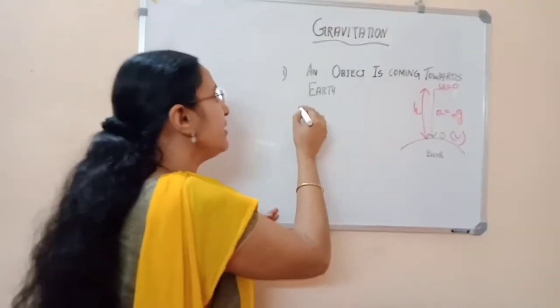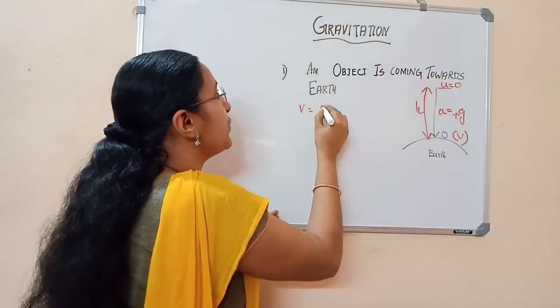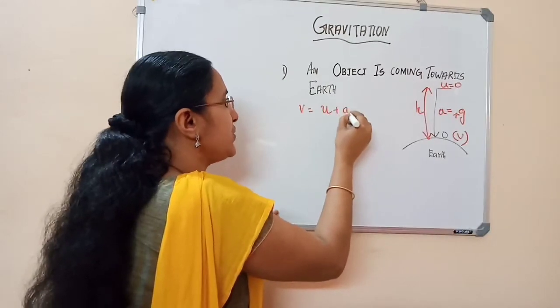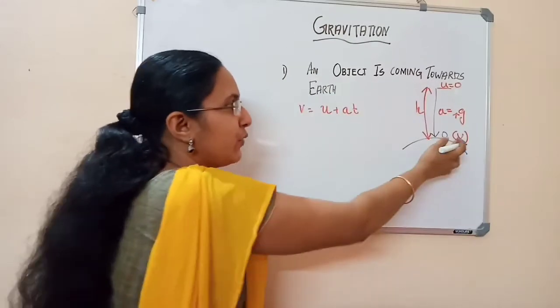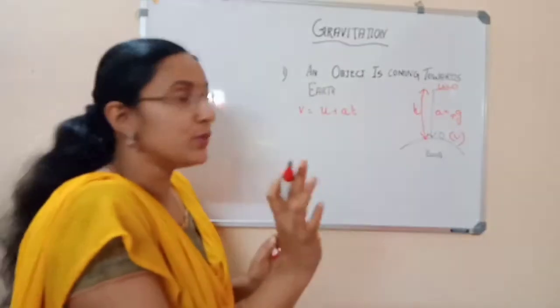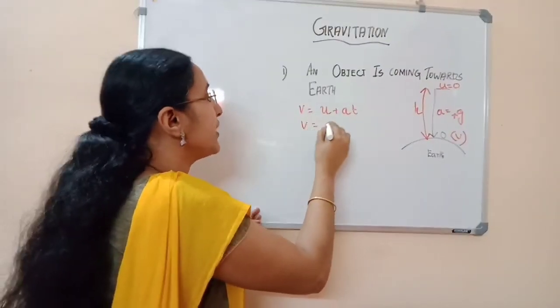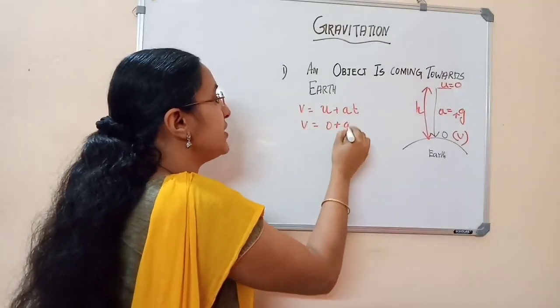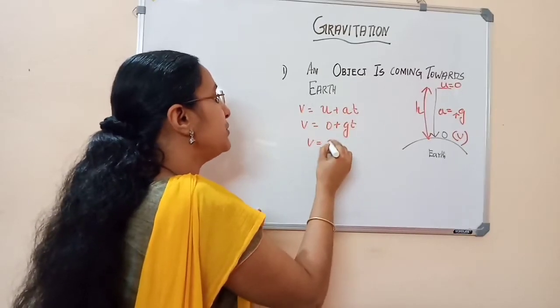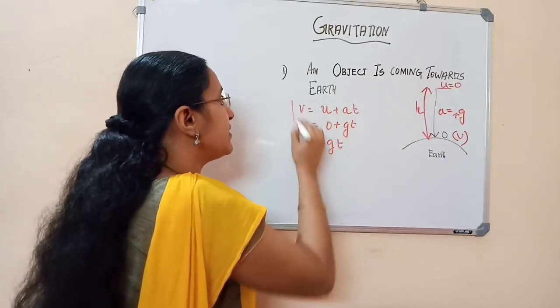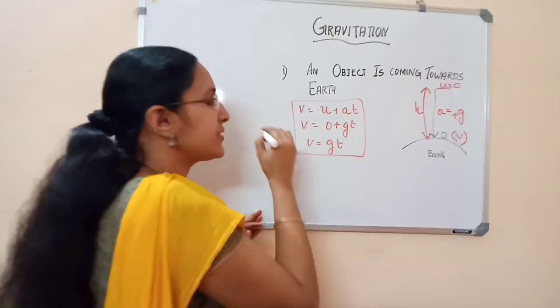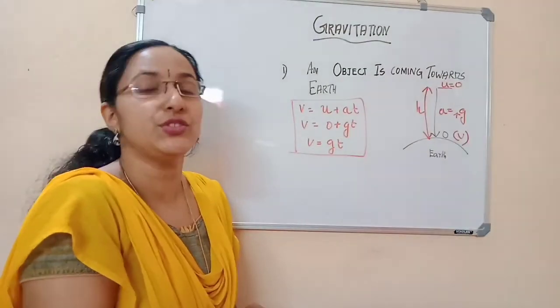The first equation, v is equal to u plus at. Here u is equal to 0. Therefore, v is equal to 0 plus gt. You can write v is equal to gt. So this is the first equation of motion if an object is coming towards the earth: v is equal to gt.